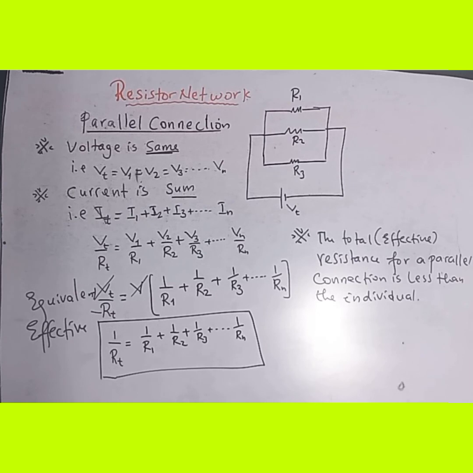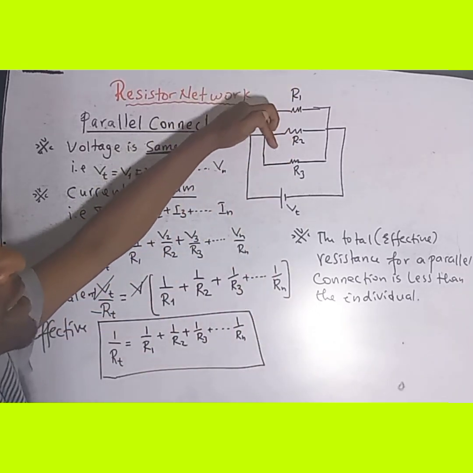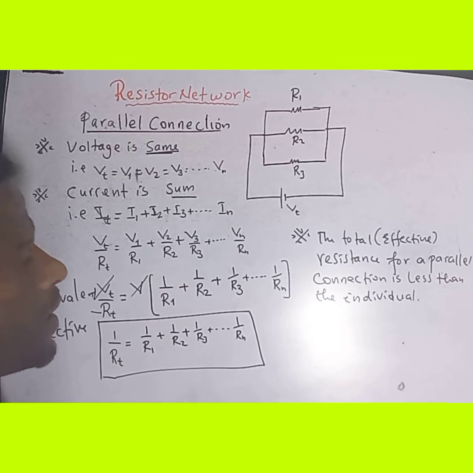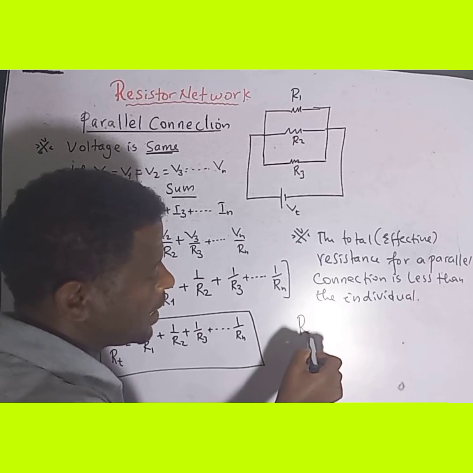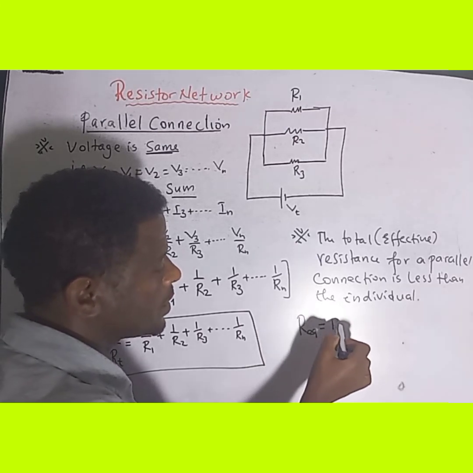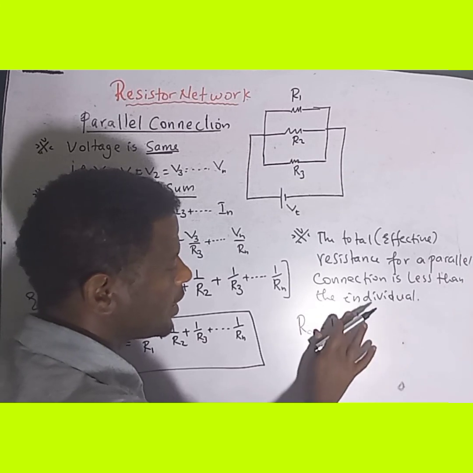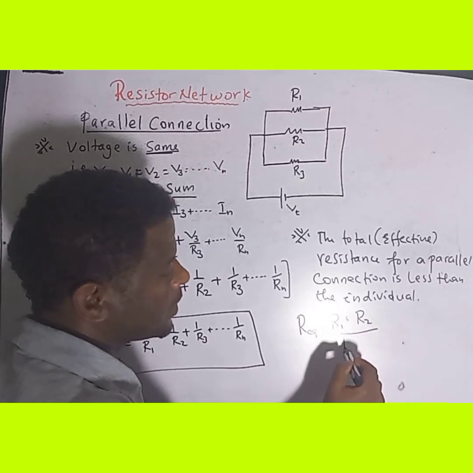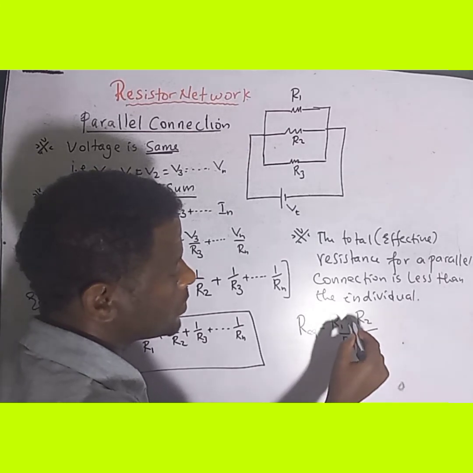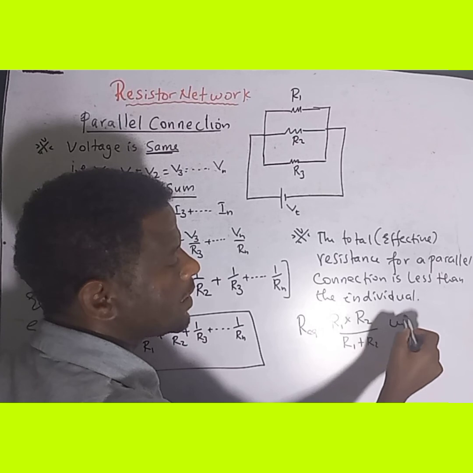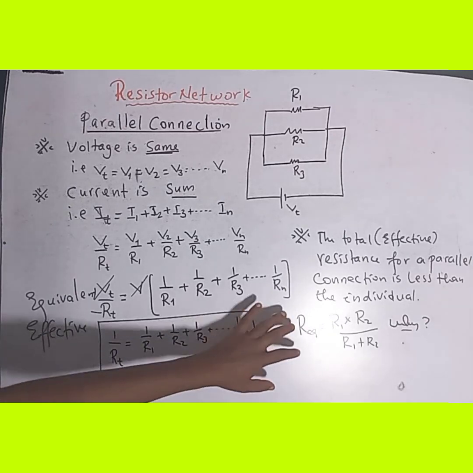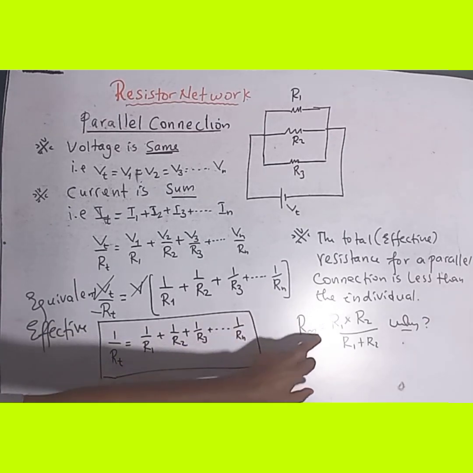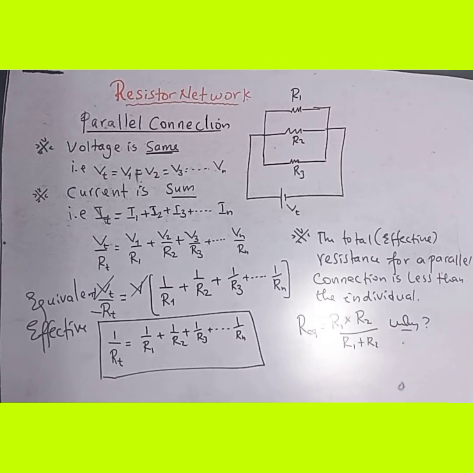And if we have two resistors connected in parallel, the equivalent resistance can be solved: R equivalent, or R total, equals R1 times R2 over R1 plus R2. This is an activity for you, to find why this comes. The total or the equivalent resistance equals R1 times R2 over R1 plus R2. This is the end for today.